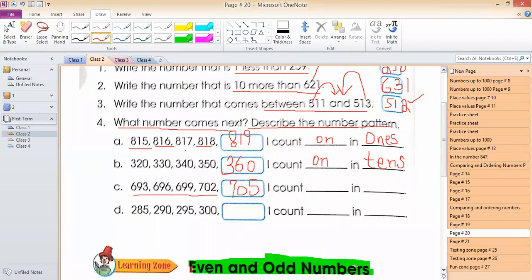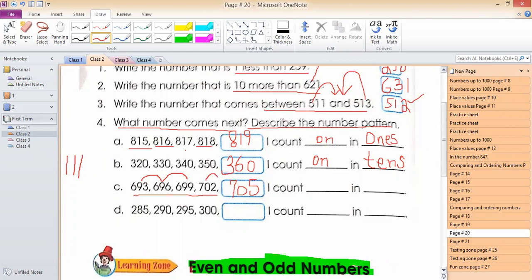This is 693. I will start counting after 693, and see after counting how many numbers I reach 696. 693, after 693, 694, 695, 696. So guys, I count up to 3 and I reach 696. Again, I will check: 697, 698, 699. So again, I reach 699. That means in this pattern, we are counting in threes.